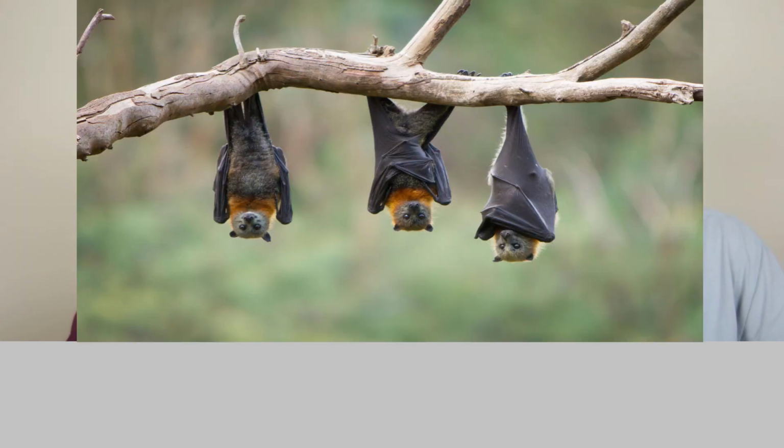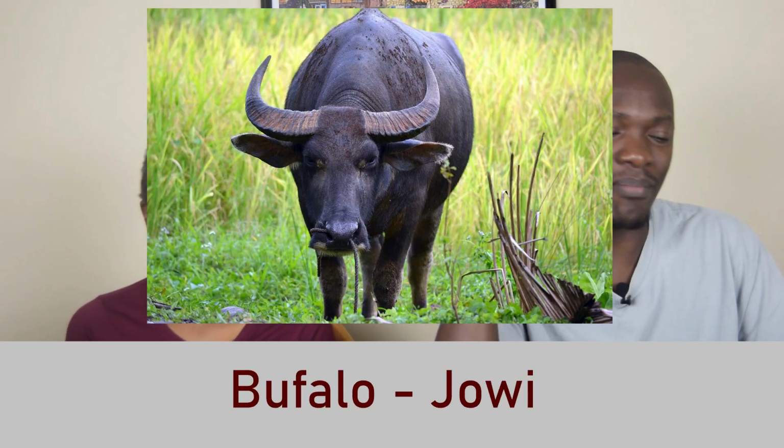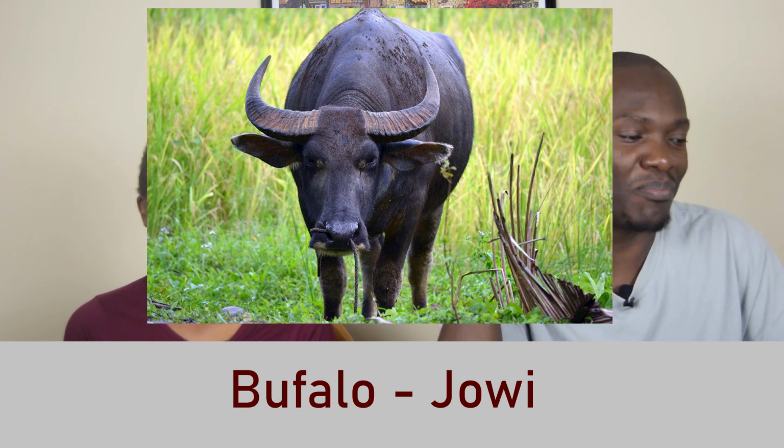Then a bat. You know a bat, the ones that don't see. They are called hanyinya. That's a bat, okay? Then a buffalo is joey. That's a buffalo, okay? A donkey.